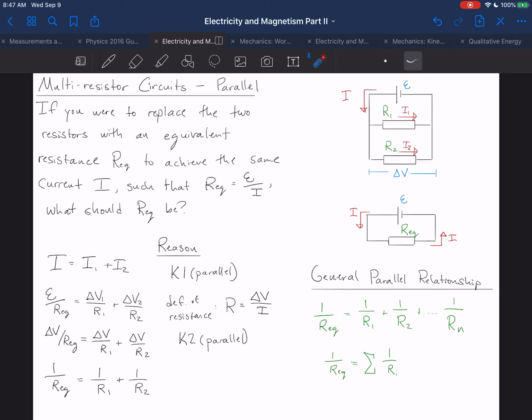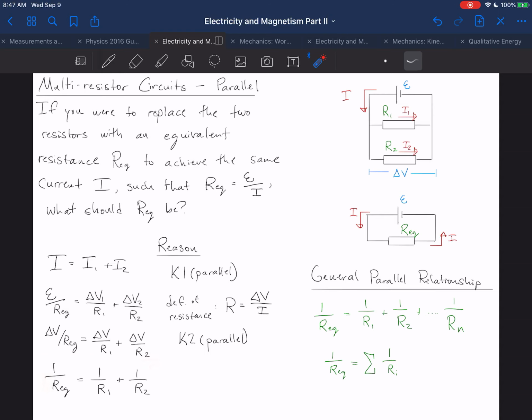Then we can note that for resistors in parallel, we can move from the EMF to a delta V here. All of these things are the same. If these resistors are in parallel, the EMF is equal to delta V1 is equal to delta V2. So delta V can be substituted in for each of these variables. But if they can be substituted in for each of those variables, they can also be canceled out. And that gives us our fundamental relationship here.